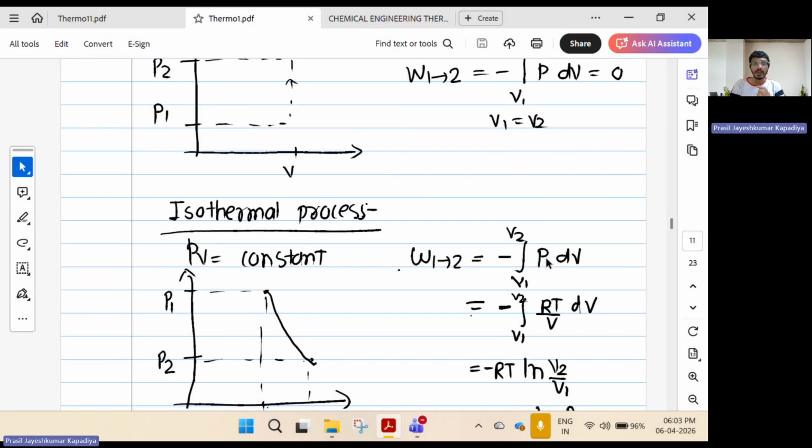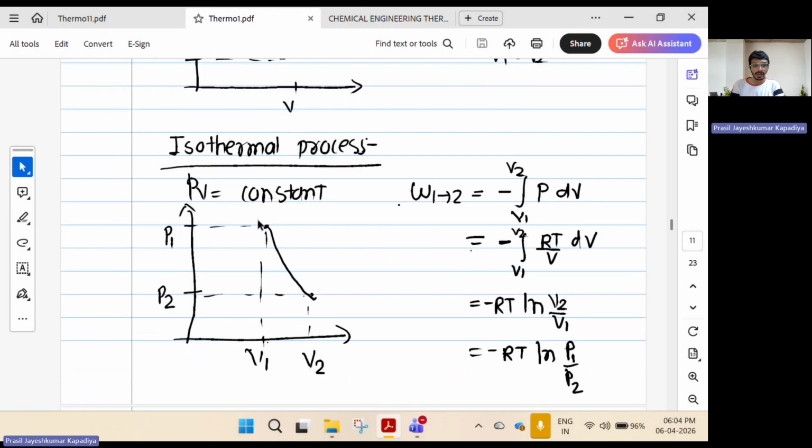Now, in case of any isothermal process, meaning temperature is remaining constant for ideal gas, for isothermal process PV is equal to constant. So I am starting with pressure P1 with some volume V1 and ending at pressure P2 with some volume V2. As pressure is reducing or increasing, volume should behave in reverse way. So here pressure is more, volume is less; pressure is less, volume is more.